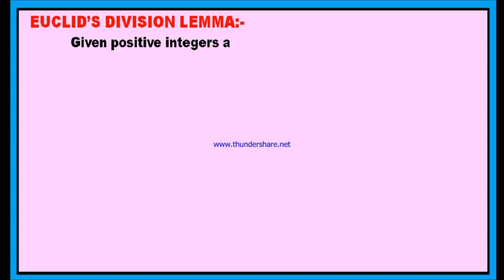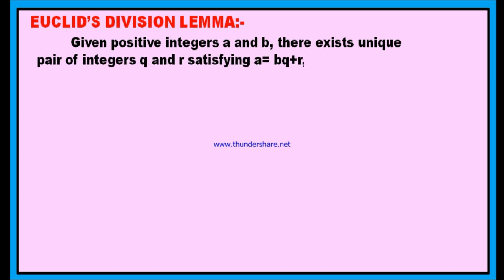The statement is, given positive integers a and b, then there exists a unique pair of integers q and r satisfying a is equal to bq plus r, where r is greater than or equal to 0 but less than b. This is the statement of Euclid's division lemma. I shall repeat. Given positive integers a and b, then there exists a unique pair of integers q and r satisfying a is equal to bq plus r, where r is greater than or equal to 0 but less than b. Now let us try to understand this division lemma with a simple example.